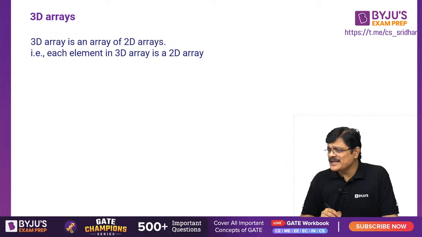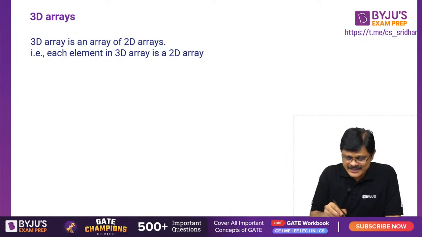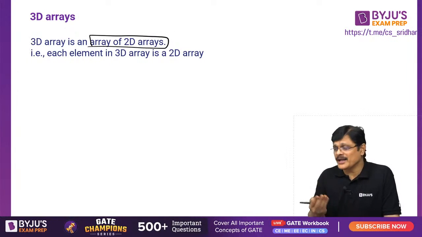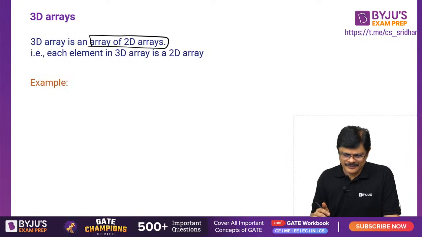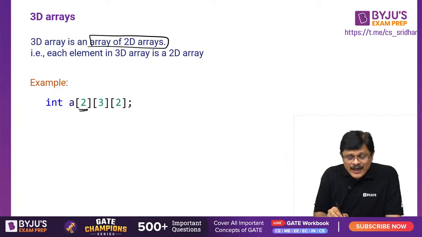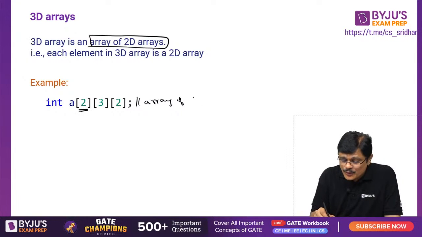Now the story can be easily extended for 3D arrays, my dear friends. What is a 3D array, sir? It is an array of 2D arrays. Look at this. It is an array of two 2D arrays. How many 2D arrays? Two 2D arrays.